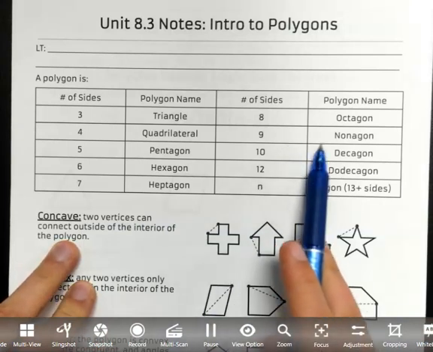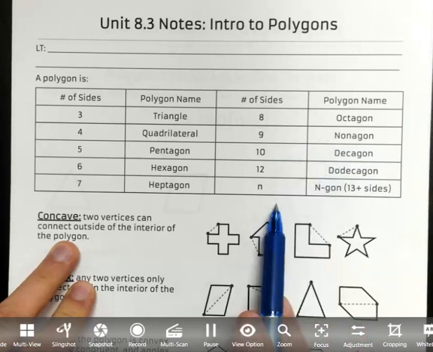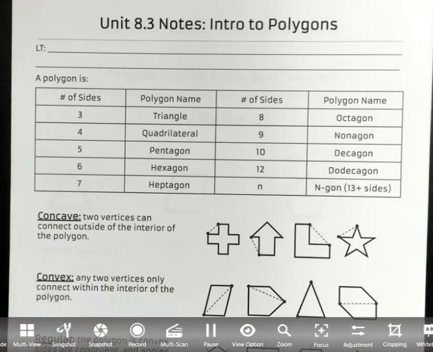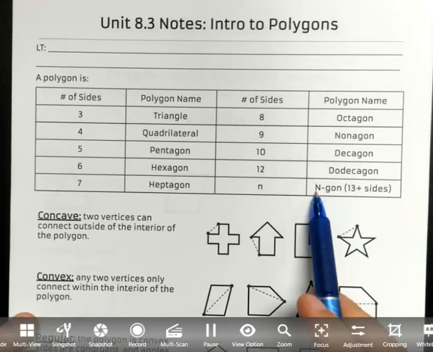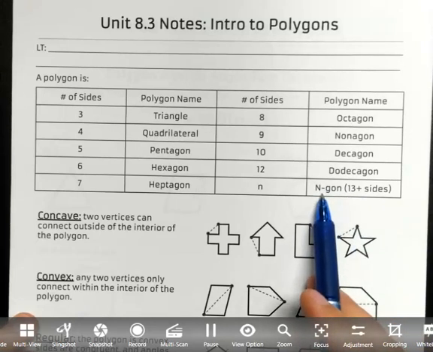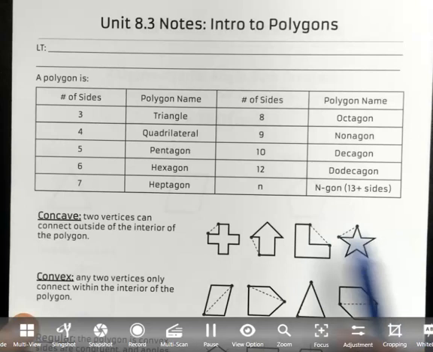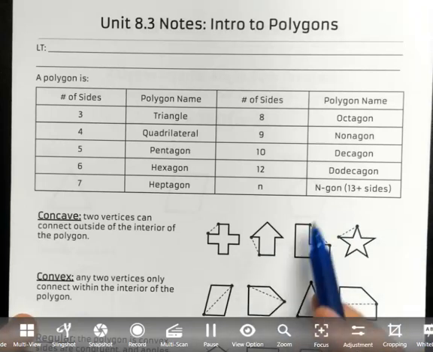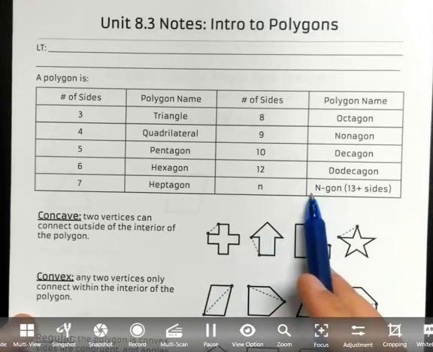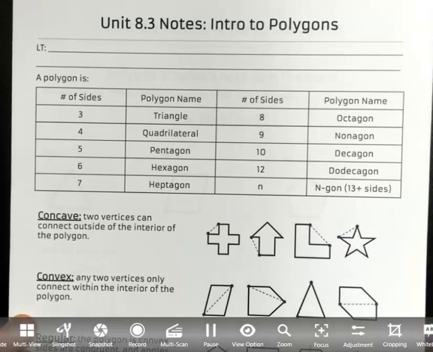And then nonagon for 9-sided is pretty similar to n-gon for anything above 12 sides, although this n, you just replace it with the number of sides. So like if I have a 13-sided shape, I would say 13 gon, or a 15-sided shape, I would say 15 gon. I wouldn't necessarily just say n gon. That n is just a placeholder for the number of sides.